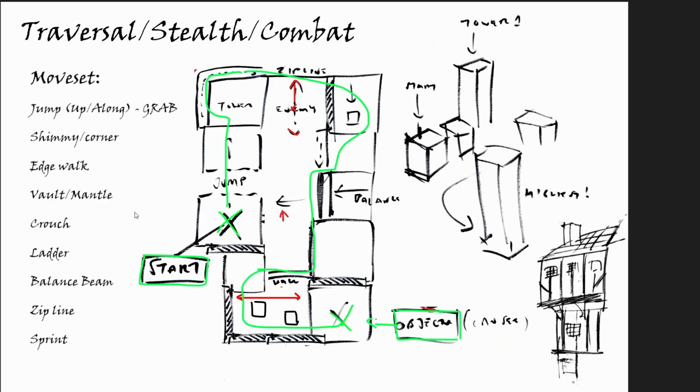Balance beam. We know this one. This sometimes has mechanics where you have to balance your left-right stick to prevent the player from falling off. Zip line, always fun. It doesn't really serve much of a purpose other than getting back, so that you don't have to traverse back over a huge amount of the level. And sprint, which is also useful from an enemy perspective.